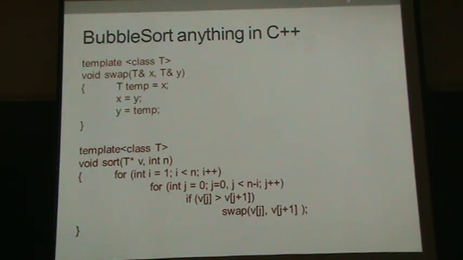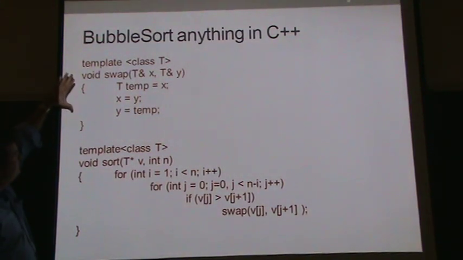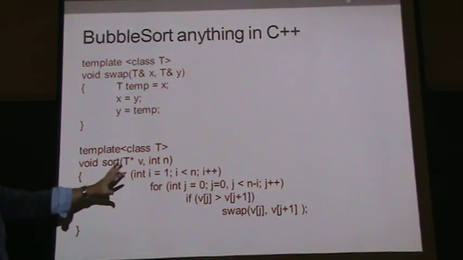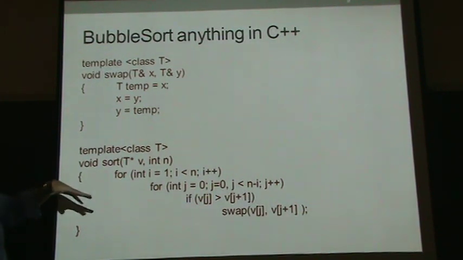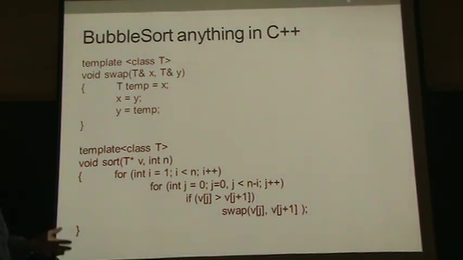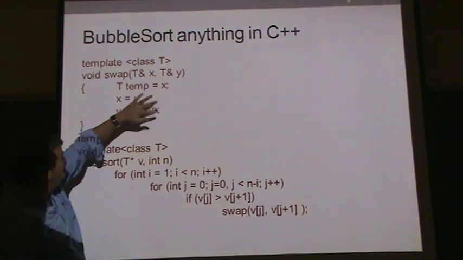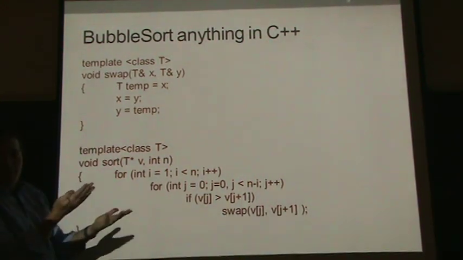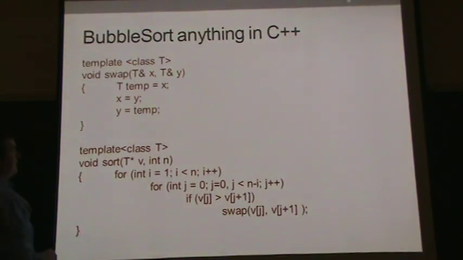Okay, so in this case, we have two template functions, and one template function makes use of another template function. So here what we're trying to do is create a bubble sort that will bubble sort anything. Not just integers or floats, but anything you give it, it can do a bubble sort. So the first function, I'm saying template class T, and it's a swap function. Basically, if you give me two things and ask me to swap them, I'll swap them. That's what this function does.